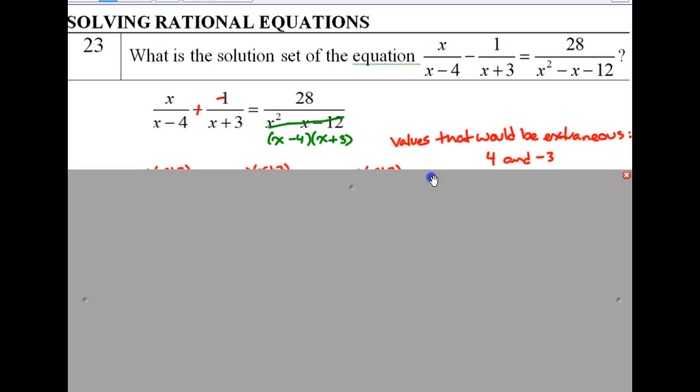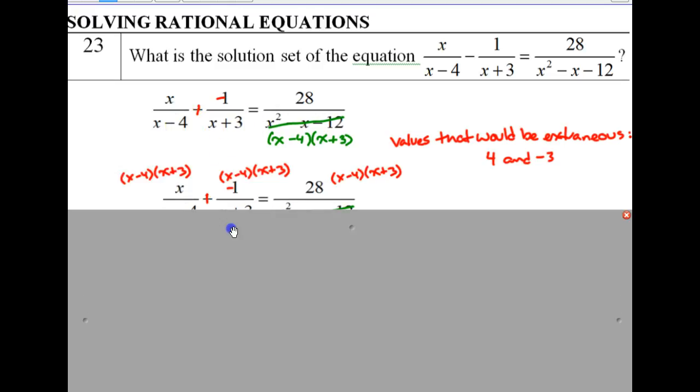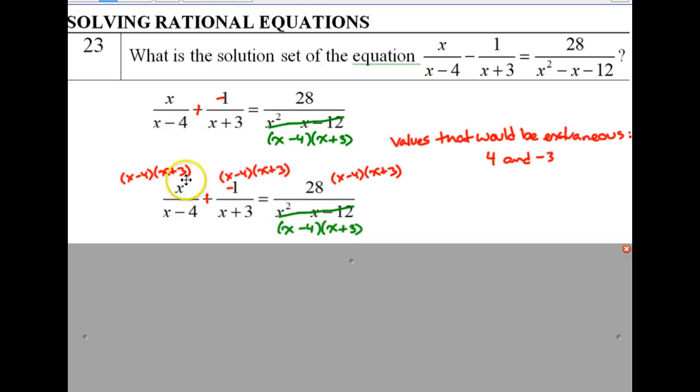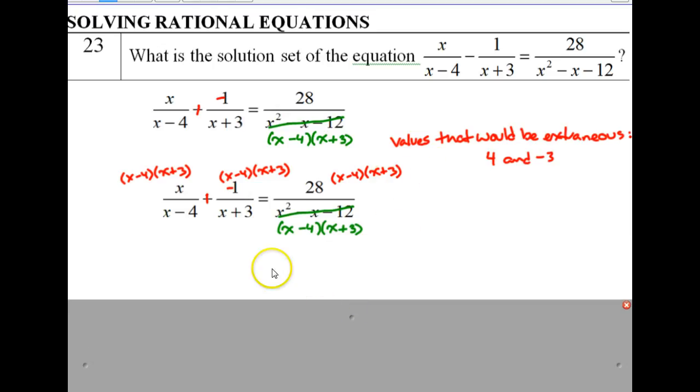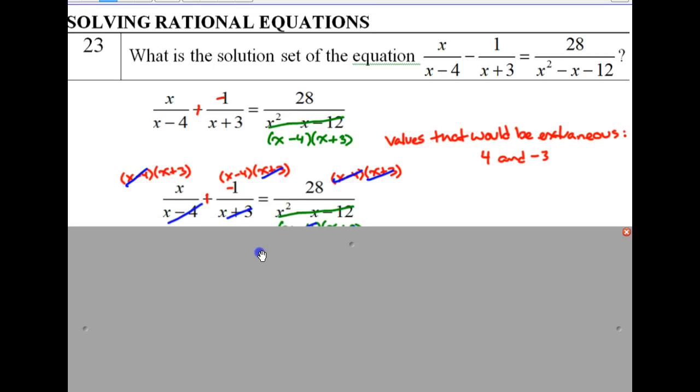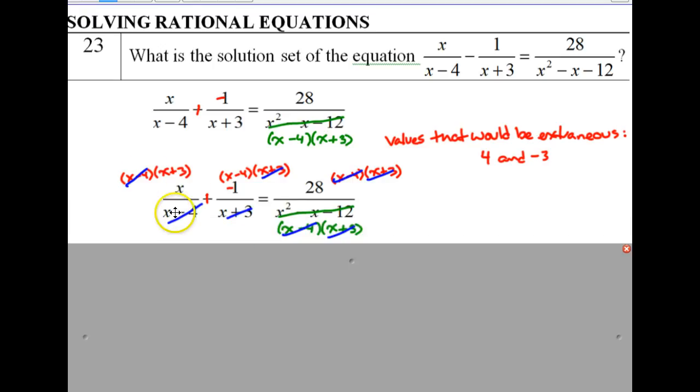It's a good way to approach it. So we know the LCD has got to have an x minus 4, and it's got to have an x plus 3. So let's multiply every term, the numerator of every term, by x minus 4 times x plus 3. And of course, some stuff divides out. What divides out here is the x minus 4's, so you have x times x plus 3. Here the x plus 3's divide out, so you have negative 1 times x minus 4. Here the whole denominator divides out, which makes it really easy. We just have a 28.